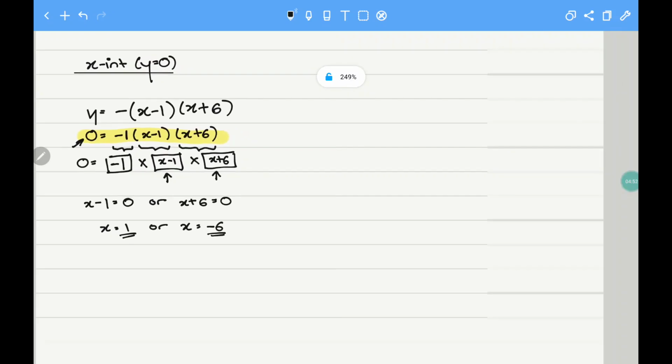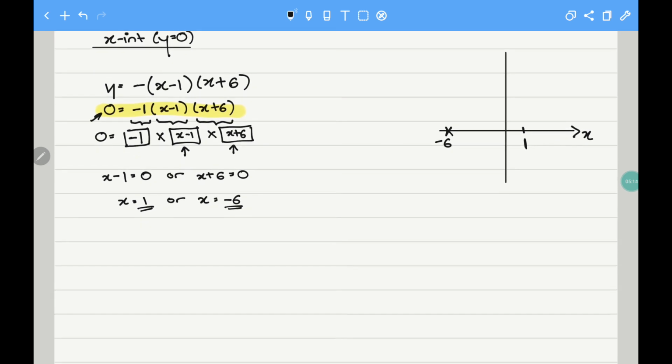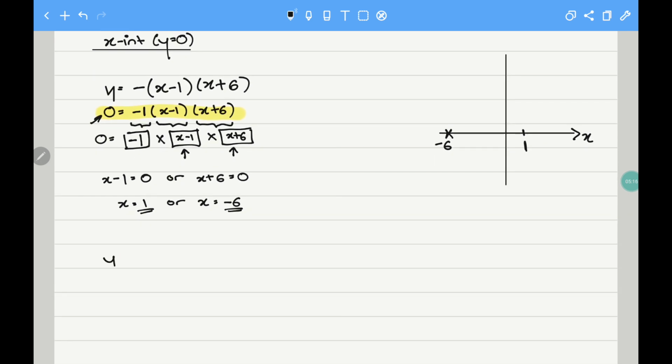On the right hand side of your foolscap paper, I want you to sketch your quadratic curve. Since we have already gotten the x-intercepts, let's plot them first. Negative 6, and positive 1 here. So that's my x-axis. Let's move on to the y-intercept.